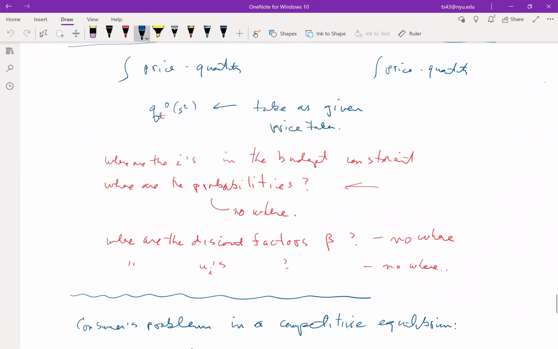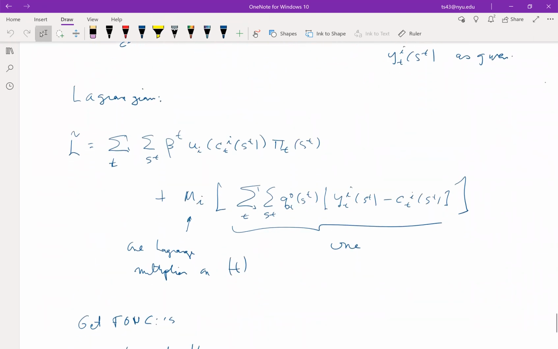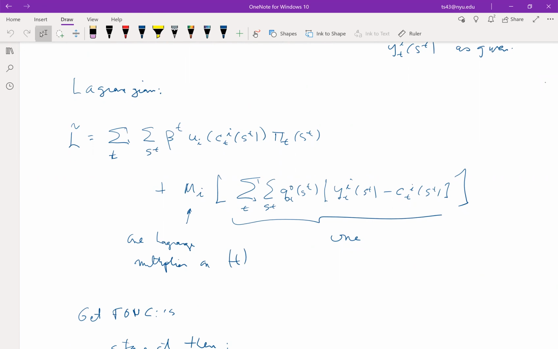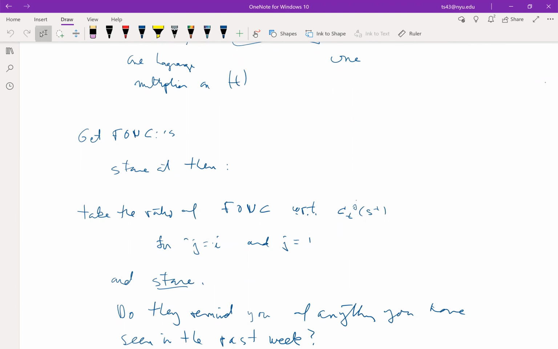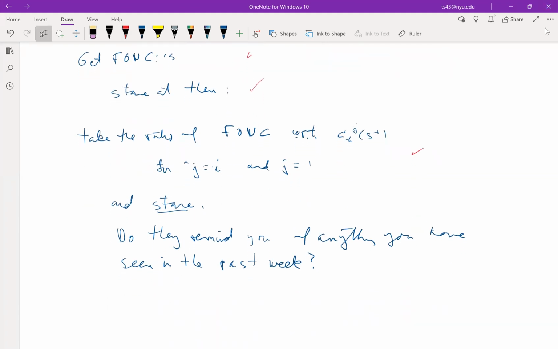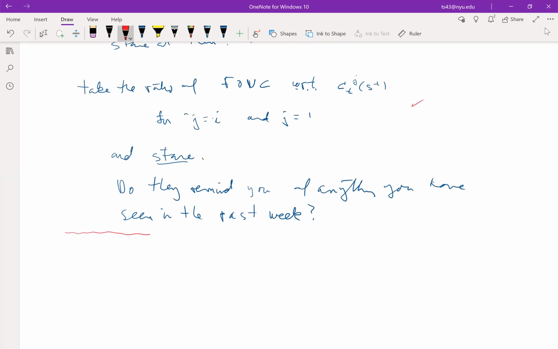And where we left this is we formed a Lagrangian for the consumer's problem. And we give some tasks for ourselves. We're going to get the first order necessary conditions. We're going to stare at them. Then we're going to take ratios of the first order condition for person i to person 1, and we're going to stare at those, and we're going to ask, do they remind you of anything? That's the agenda. Okay, so let's start doing it.